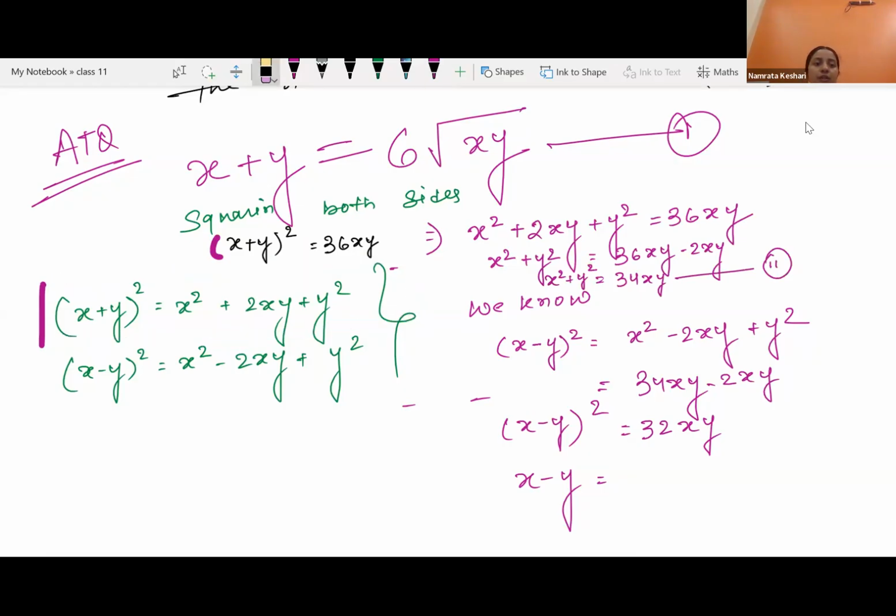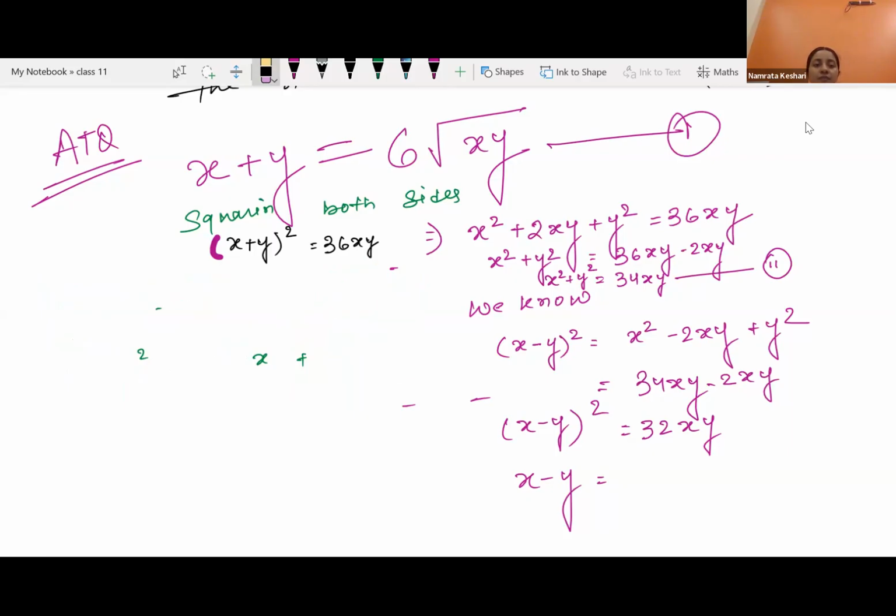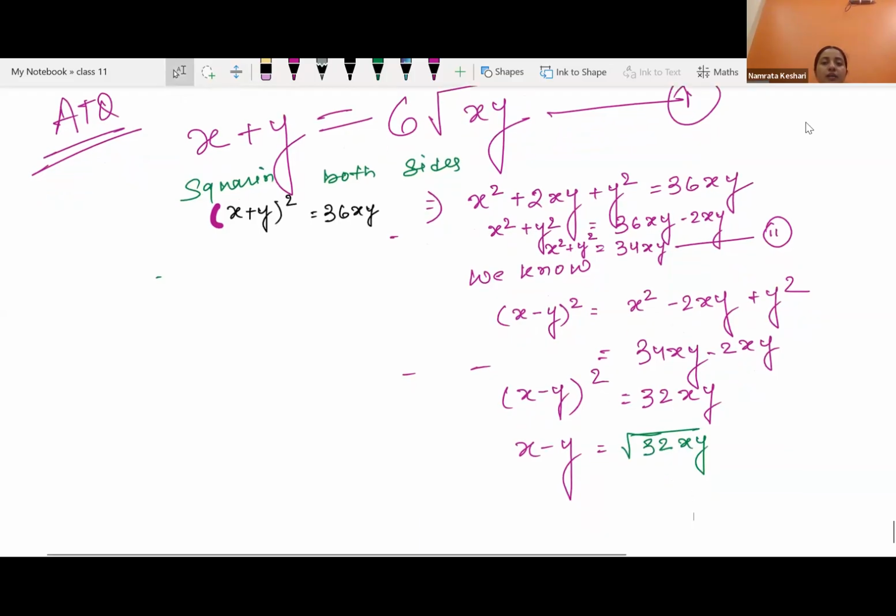Forget about these two identities. You already know it. It is registered in your mind. So I don't need to write these identities, right? Yes, ma'am. So far, anyone, any confusion? No. So 34xy minus 2xy is 32xy. That means x minus y is root 32xy. Yes or no? Right? Yes, ma'am. Please check.